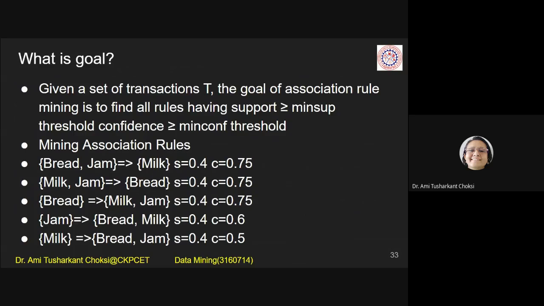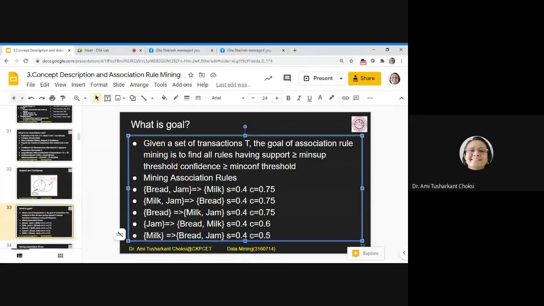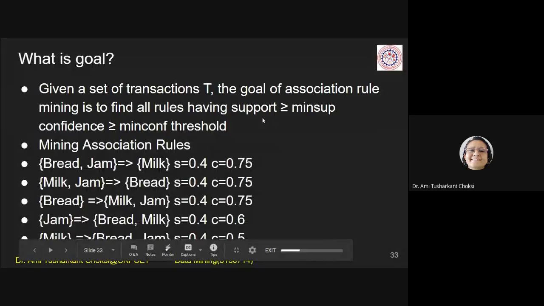So what is the goal? Given a set of transactions T, the goal of association rule mining is to find all rules having support greater than or equal to the minimum support threshold and confidence greater than or equal to the minimum confidence threshold. Whatever support we have found should be greater than or equal to the minimum support. The same way, the confidence of that rule should be greater than or equal to the minimum confidence threshold.